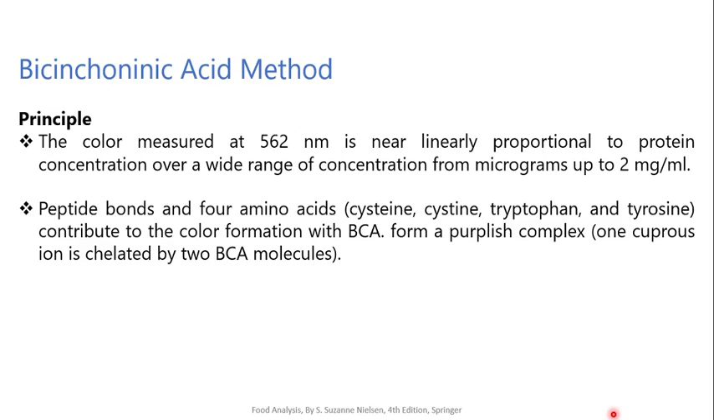So the peptide bonds and 4 amino acids, such as cysteine, tryptophan and tyrosine, contribute to the color formation whenever they react with the bicinchoninic acid and form a purplish complex, that is, one cuprous ion is chelated by two bicinchoninic acid molecules.